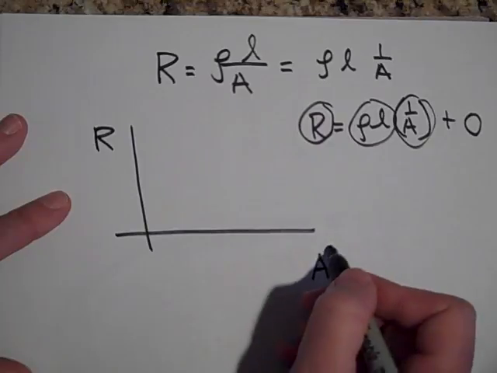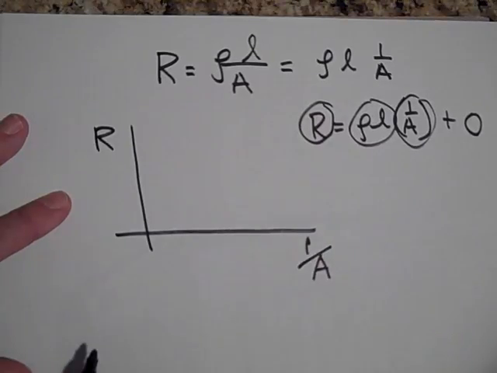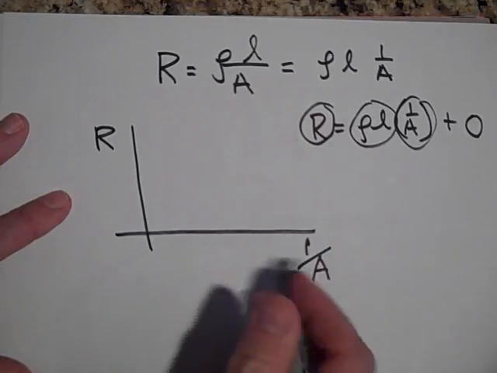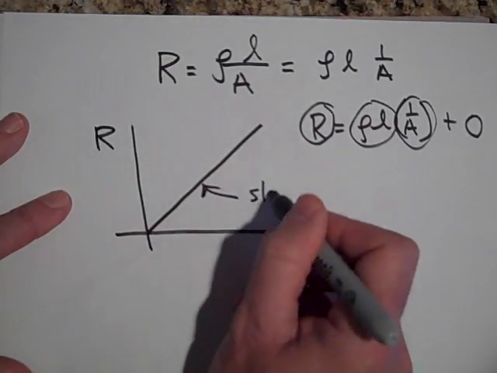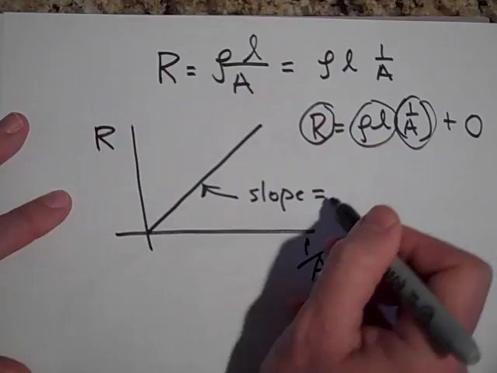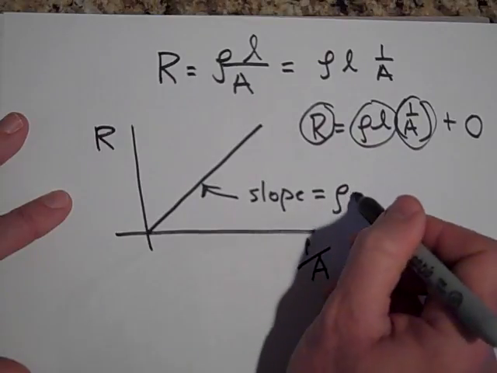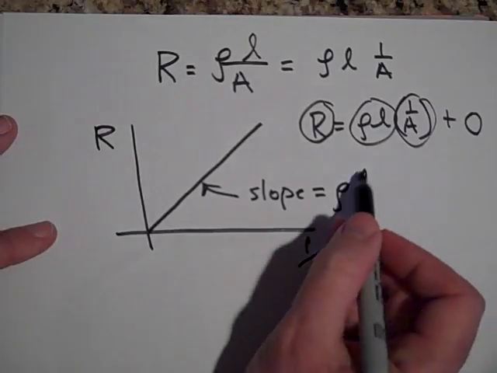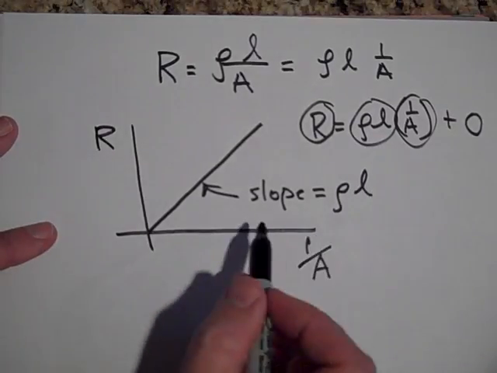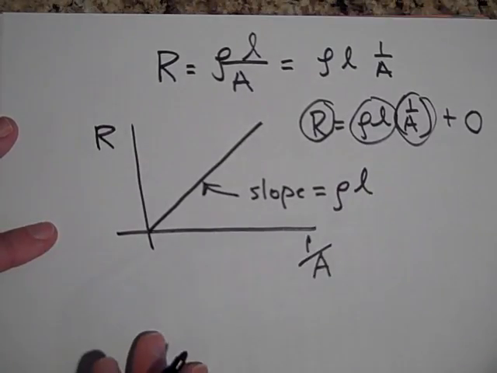And so if I plot 1 over A, then I will get a straight line. And the slope of that graph will equal the resistivity times the length of the wire. So if you know what the length of the wire is, then you can get the resistivity of the wire.